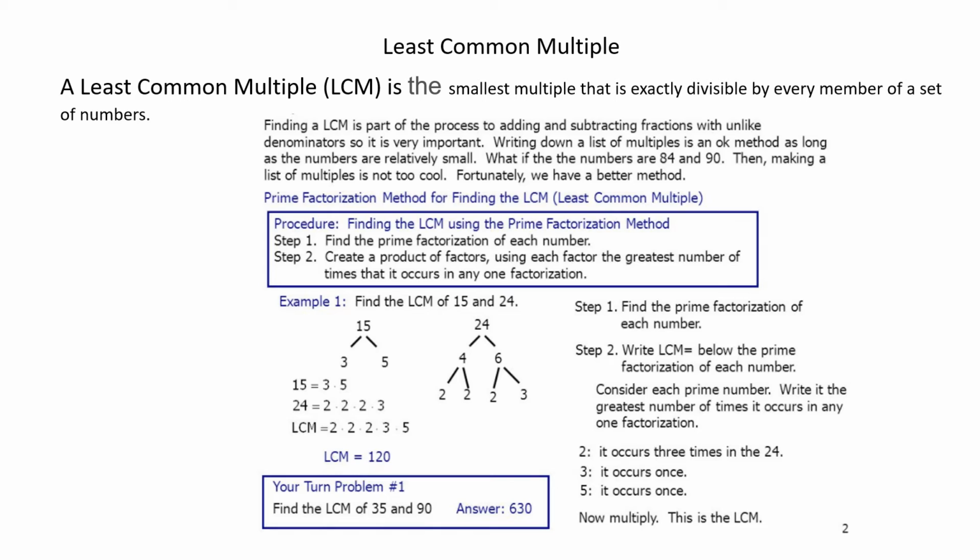So notice in 15, 3 occurs once, and in 24, 3 occurs once. So that's the highest number of times it occurs in any one. So there's one 3. In 24, 2 occurs 3 times. So there are three 2's in the least common multiple. And in 15, 5 occurs once. So there's one 5. And when I multiply 2 times 2 times 2 times 3 times 5, I get 120. So when you try 35 and 90, you should get an answer of 630.